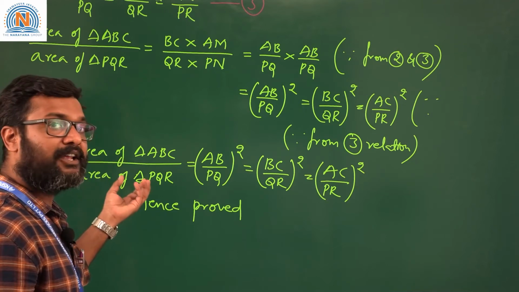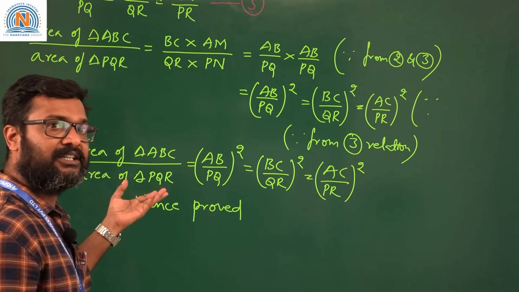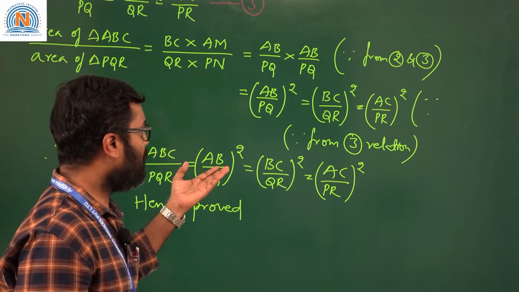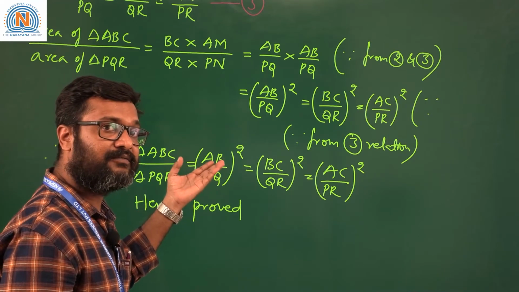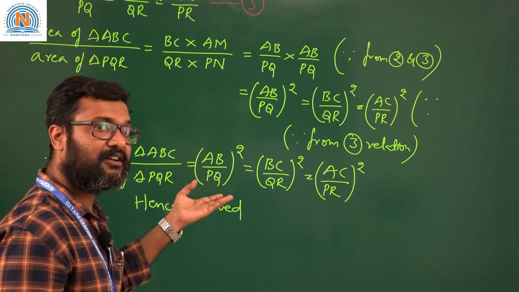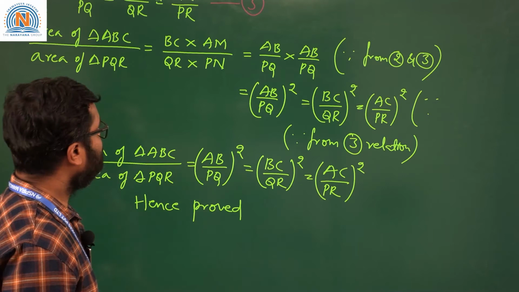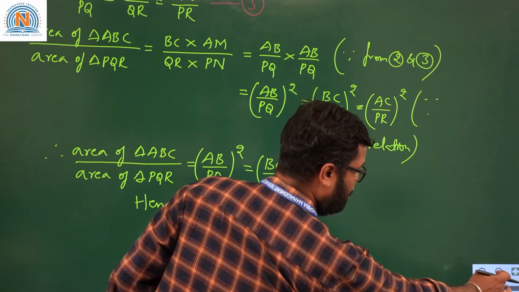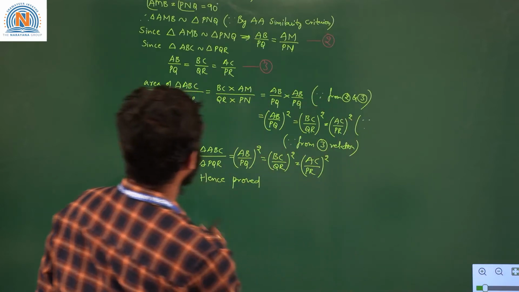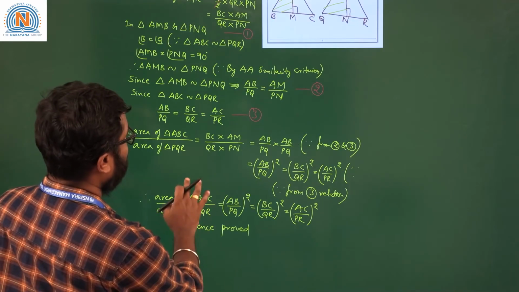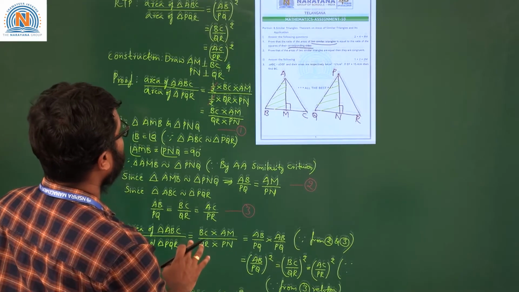Ratio of the area of two similar triangles is equal to the ratio of the squares of their corresponding sides. Ratio of the squares of their corresponding sides, isn't it? See, if you observe here, see here, children, that only we proved here, right?